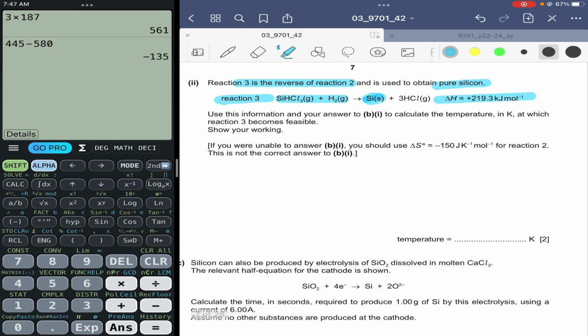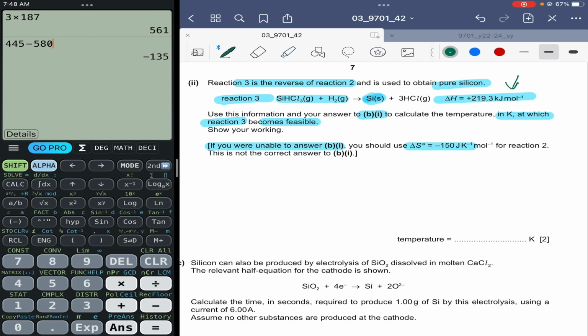So use this information and your answer to B1 to calculate the temperature in Kelvin at which reaction 3 becomes feasible. Right, so we have to calculate the temperature at which this reaction would get feasible, because delta H is positive, the reaction is endothermic, that means the reaction gets feasible at high temperature. So we have to calculate that temperature at which this reaction would get feasible. And if you were unable to answer B1, you should use delta S equal to minus 150 joules per Kelvin per mole. But we already have calculated delta S, so we would use that value, right?